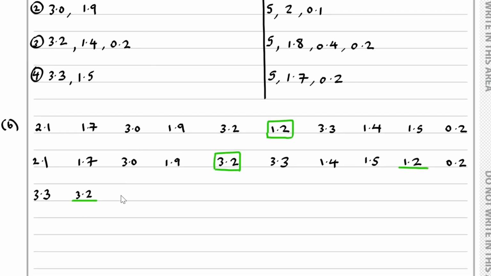So we have 2.1, 1.7, 3.0, 1.9, 1.4, 1.5, 1.2, and 0.2. Do also remember to underline the 1.2, indicating you've already chosen it as a pivot.